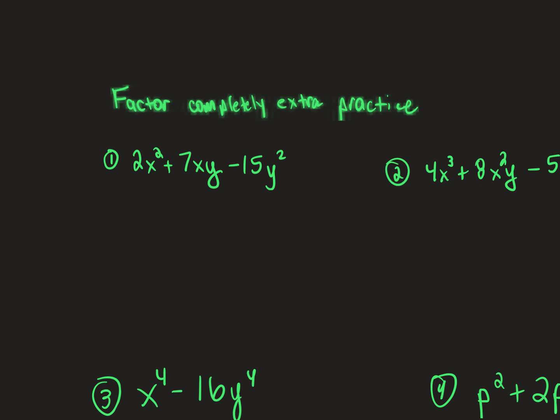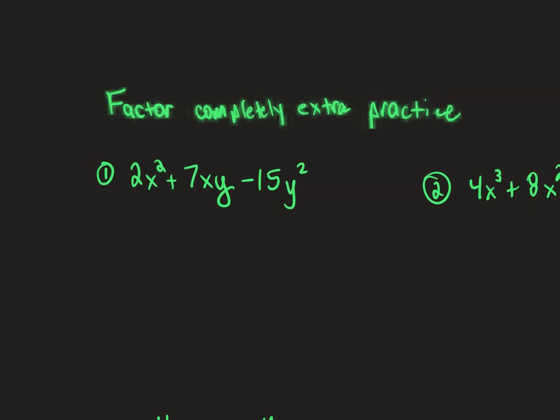Is this a trinomial? Is this a perfect square trinomial? Is the first term and the last term perfect squares? And no, they're not. So we're going to say, all right, well, this is probably just a trinomial where we're going to factor where a is not 1. All right, so we're going to take a times c. So I have 2 times negative 15. What are the factors of 2 times negative 15, which is negative 30, that will multiply to give me negative 30, but add to give me positive 7?